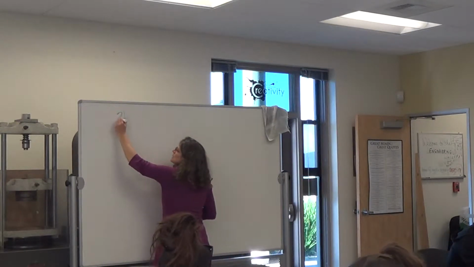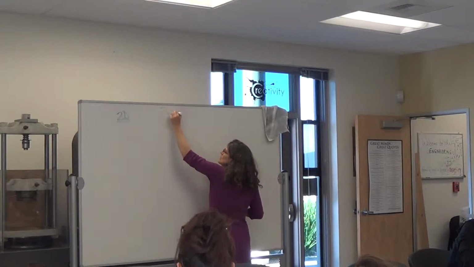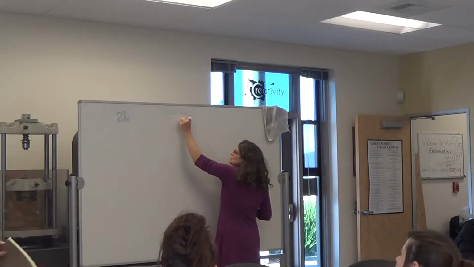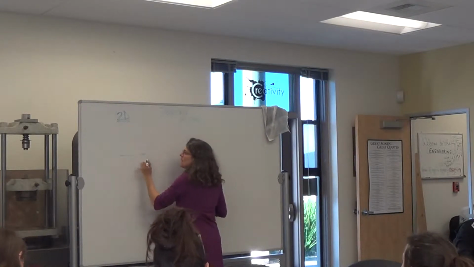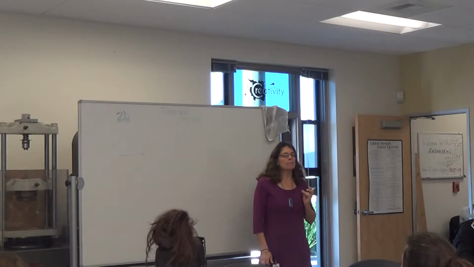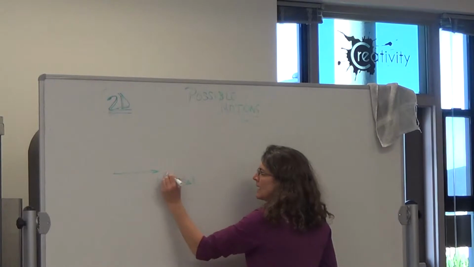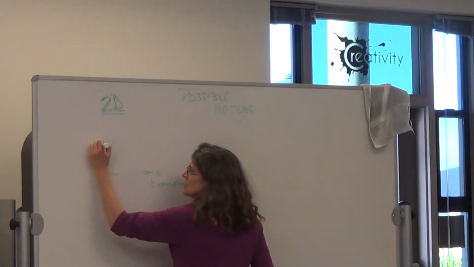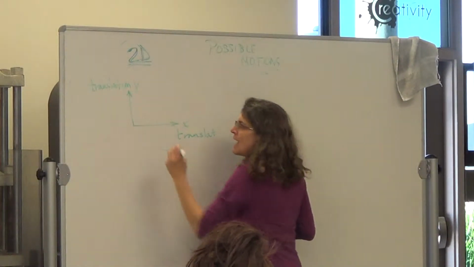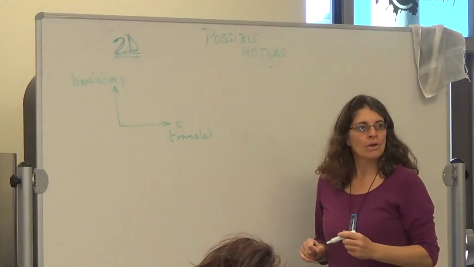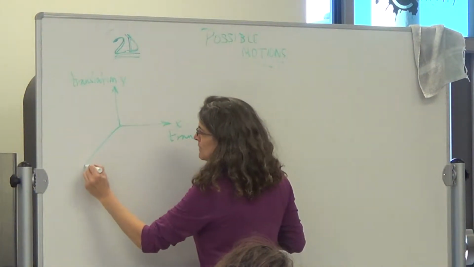So for 2D, tell me what the possible motions are. Okay, X and Y, but X and Y isn't telling me enough. You have to tell me the type of motion. Translational in the X. What else? Translational in the Y. And it's a 2D problem. Rotation the next one? No? Come on, you guys.